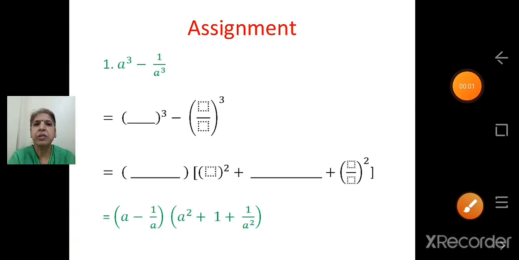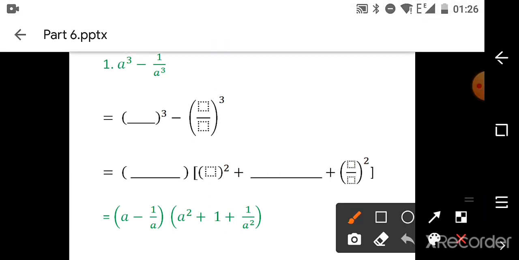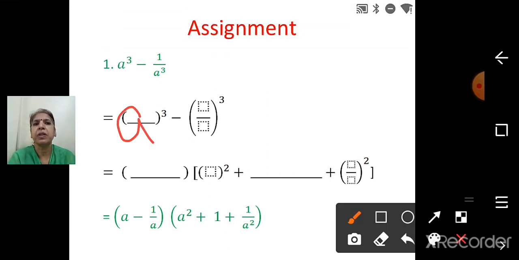Now this is an assignment question which you have to do, and is given in the form of activities so that you all should be able to do. First one, a cube minus 1 upon a cube. So when we say a cube, it is cube of a. So here what will come, children? a cube minus 1 upon a cube. Now 1 is cube of 1, and 1 upon a. So it is like this, a cube minus 1 upon a cube.